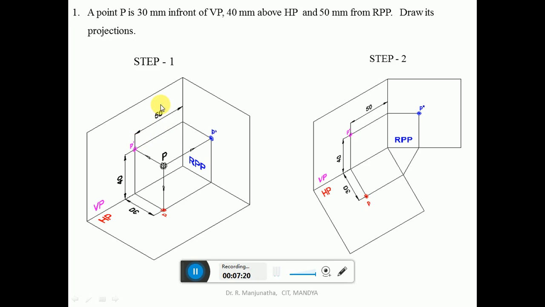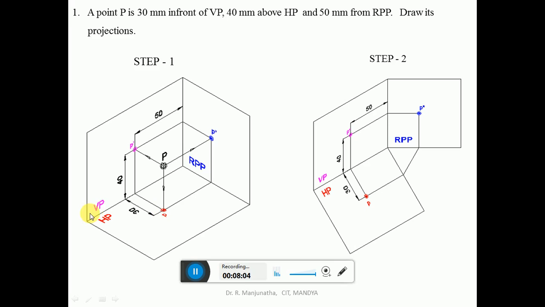When we observe the point from the top view, the distance in front of VP is seen. The distance in front of the vertical plane, that is this distance, is 30 mm. When it is viewed from the top, it is projected on the horizontal plane. So whatever the distance from here to here, the same distance is from here to here. So the distance in front of VP will be seen in the horizontal plane. So that 30 mm will happen. This is denoted by a small p. Always the top view of a point is denoted without dash. So p.